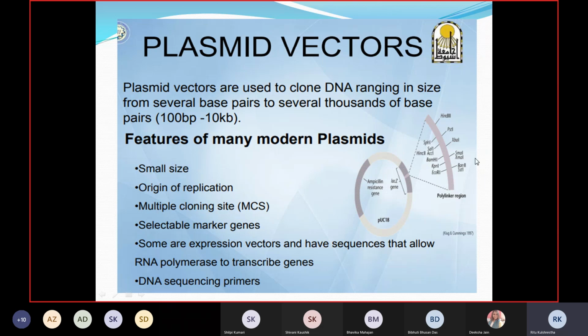So probably this point will become further clear when I take a class on DNA sequencing, the various strategies for sequencing a particular stretch of DNA. Okay, but in short, these are the various features that must be present in any plasmid vector.